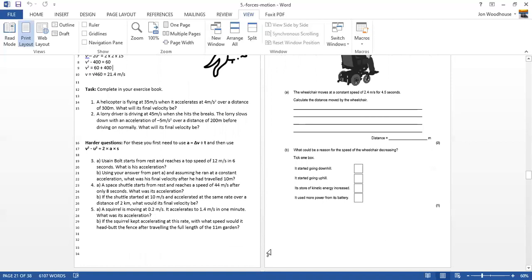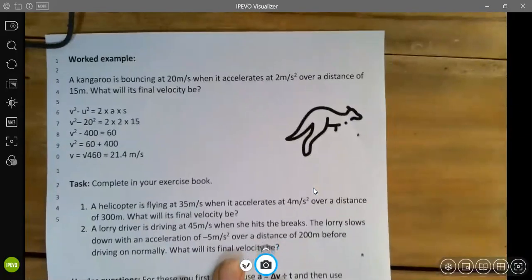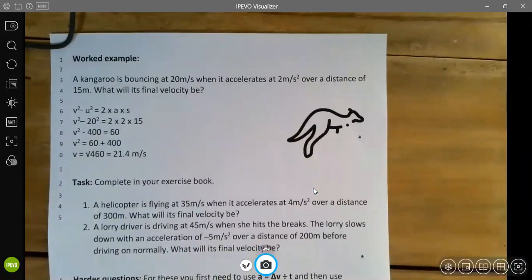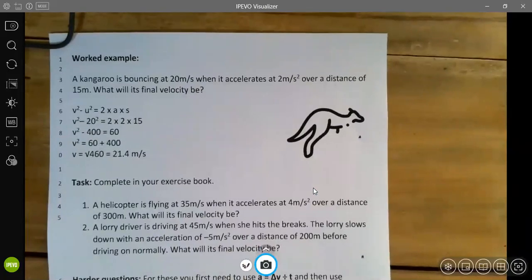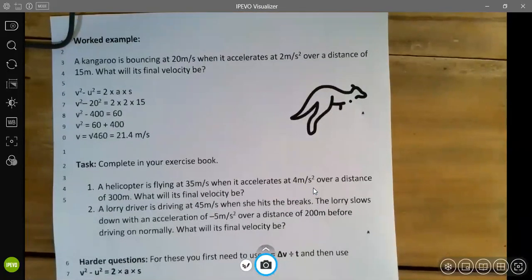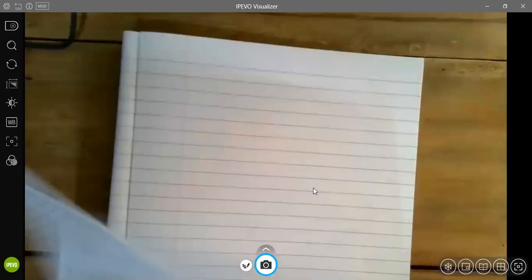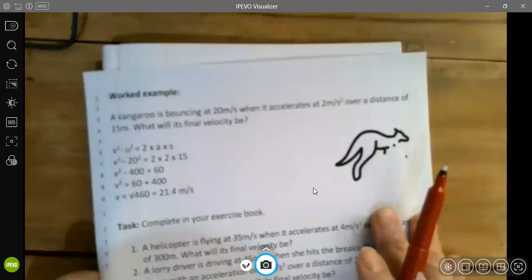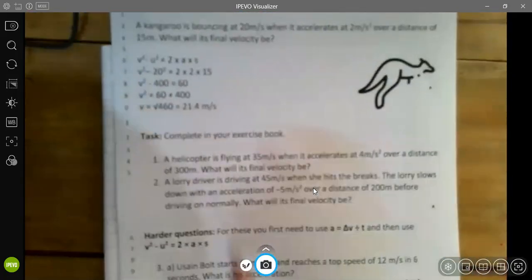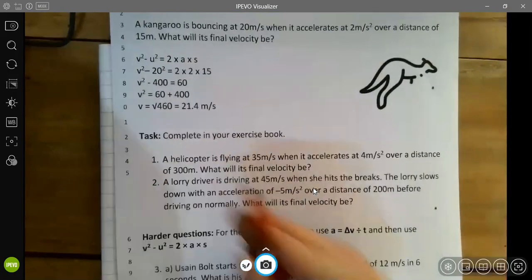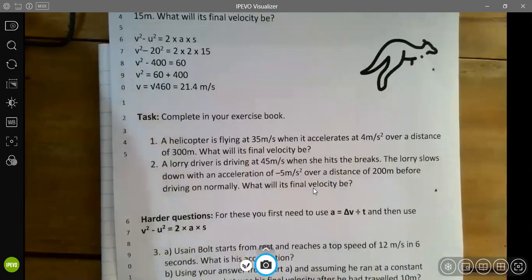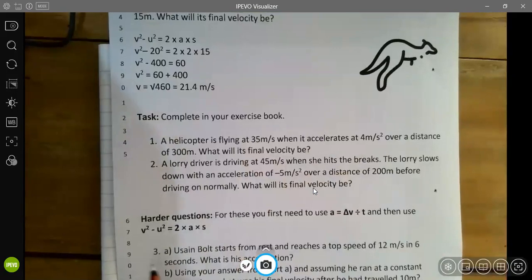So there's my sheet. We've got a worked example already done for you there. Now what we're going to do is question number 1, and maybe question number 3.